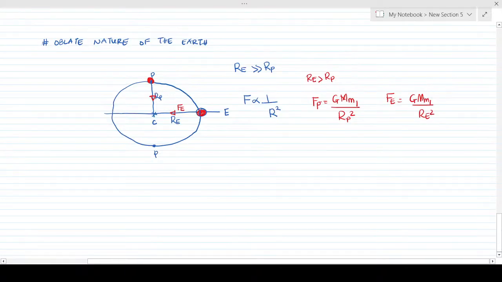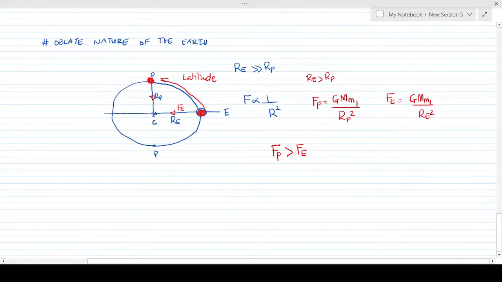RE squared. Now, all the other parameters are constant, but their radius changes. Because RE is big, the gravitational force of attraction will be small, and because RP is small, the gravitational force of attraction will be big. So in this case, the force of gravity at the pole is greater than the force of gravity at the equator. Now, when I move from the equator towards the pole, I am changing what we call latitude.